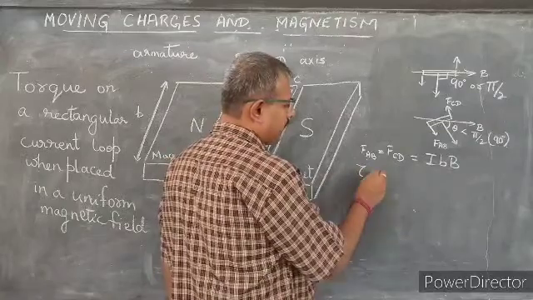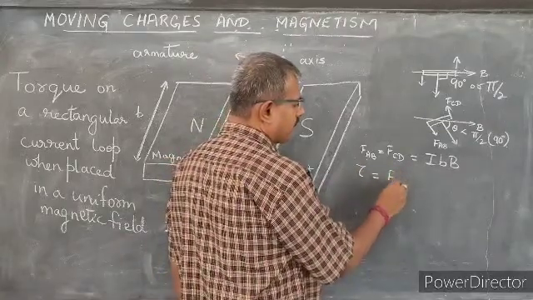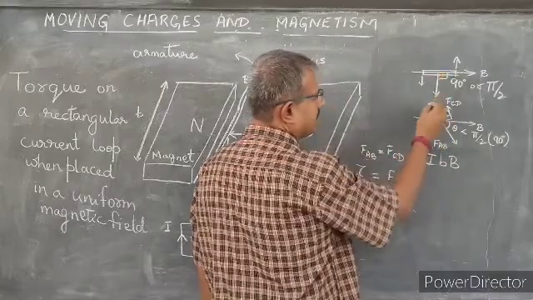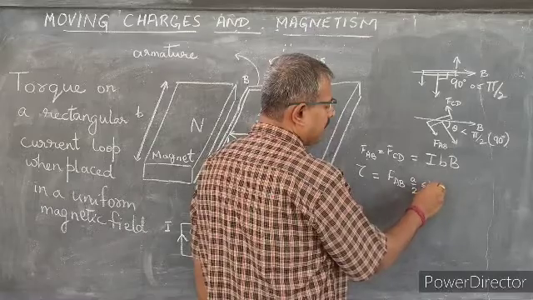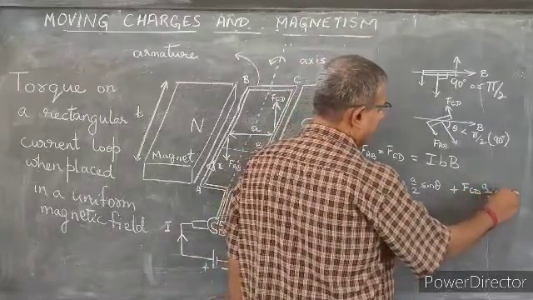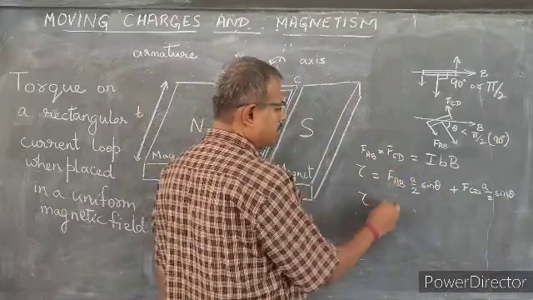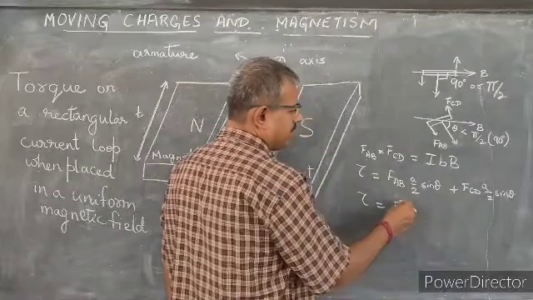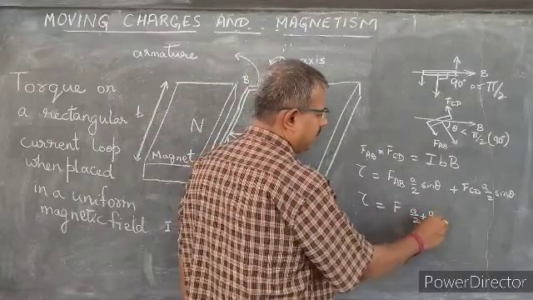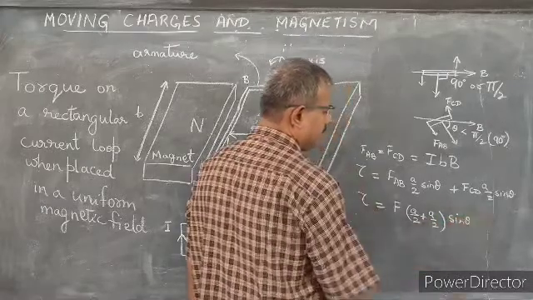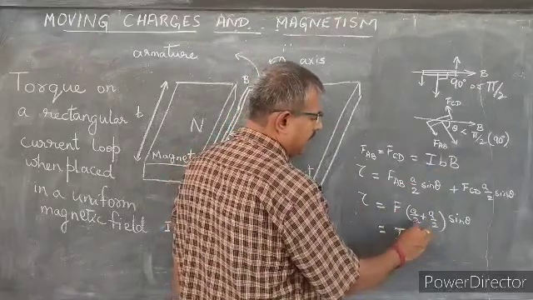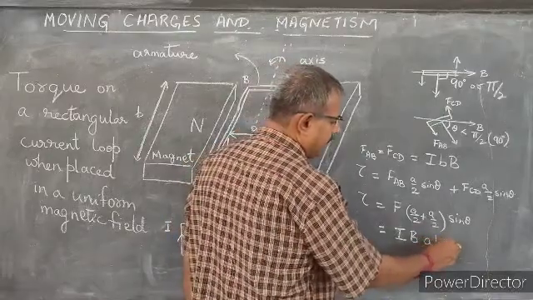But if I calculate the torque, it will be given by force AB into, it's not just A by 2 as it was in this case, but since they are acting at an angle, it's A by 2 and the sine component, sine of theta, plus FCD into A by 2 sine theta. So when I combine these two equations, I get FAB and FCD. If I consider it as F, so F into A by 2 plus A by 2 sine theta, which, replacing F with IBB, gives me I capital B, A by 2 plus A by 2 will give me A into B into sine theta.